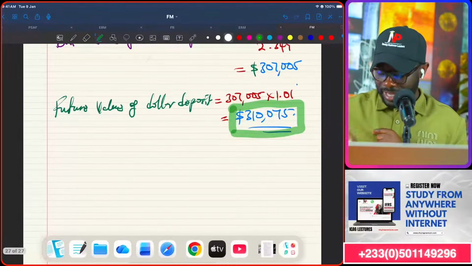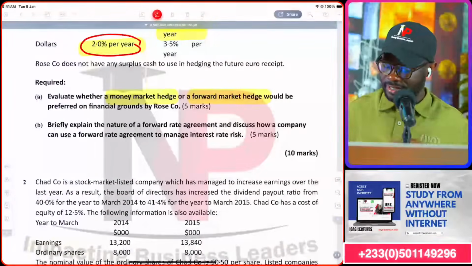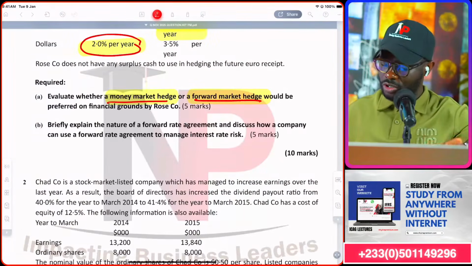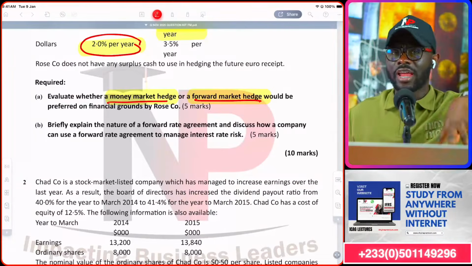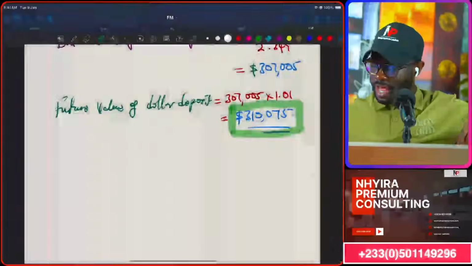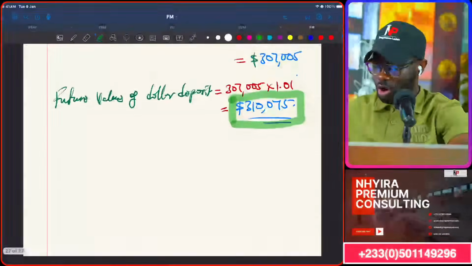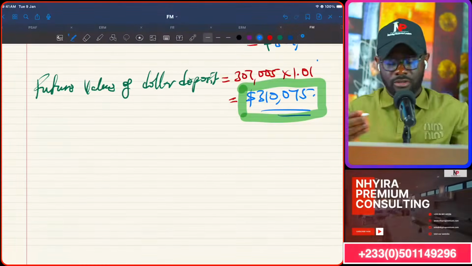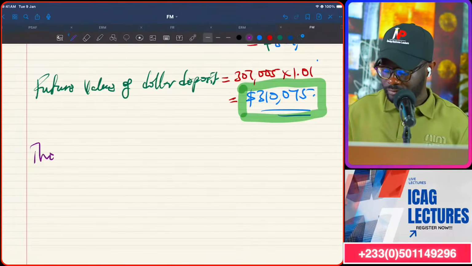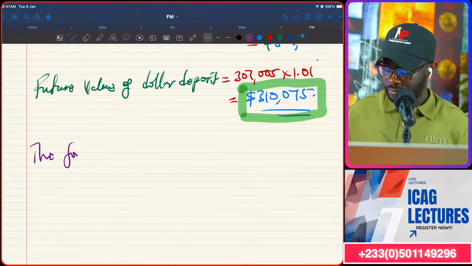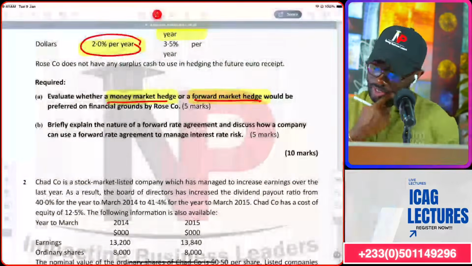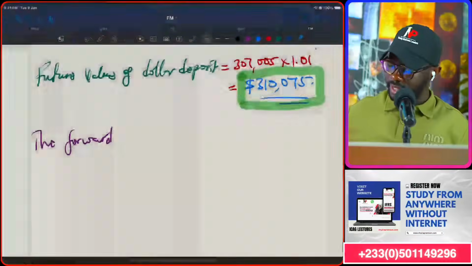So that is an English we have to write, because the examiner says, evaluate whether money market hedge and forward contract will be preferred on financial grounds by Roscoe. So now we've done the calculation. On financial grounds, the forward contract should be preferable because we'll get more money. So the forward contract, what was the word they used? The forward market hedge.